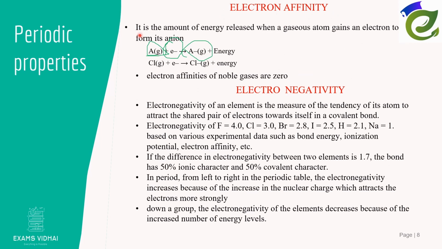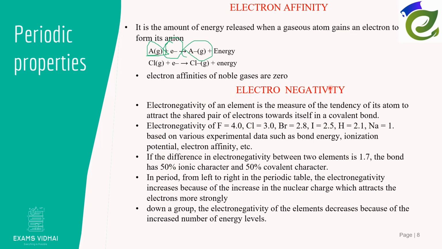Electron affinity. This is the amount of energy released when a gaseous atom gains an electron to form its anion. For example, a gaseous atom which gains an electron to form an anion releases energy. The electron affinity of a noble gas is zero.